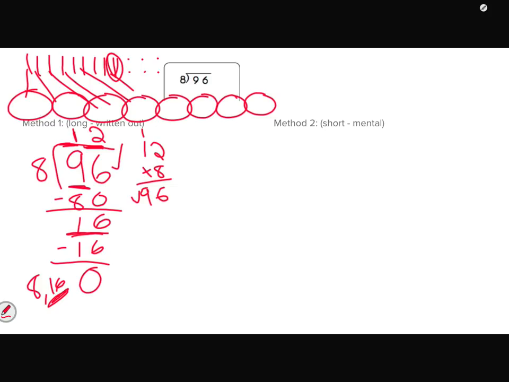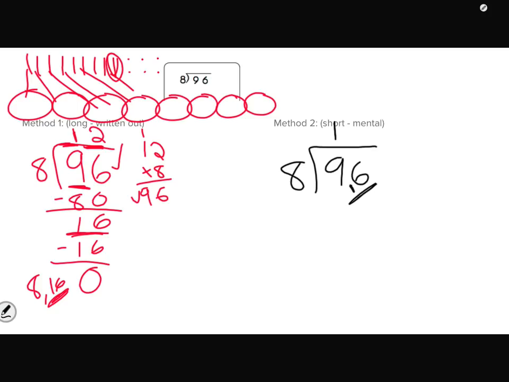96, 96. Okay, let's try this one over here. 96 divided by 8. Okay, again, I know that 8 times 1 gets me as close as I can get to 9. If I do 8 times 1, I've only given away 8, and I'm trying to get to 9, so I have 1 left over.